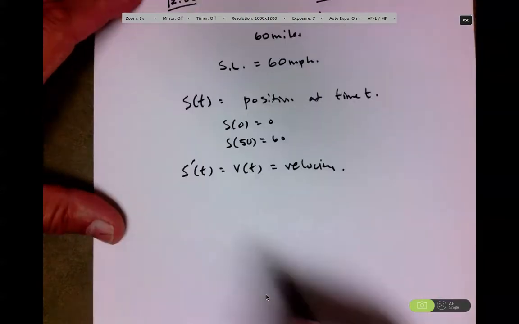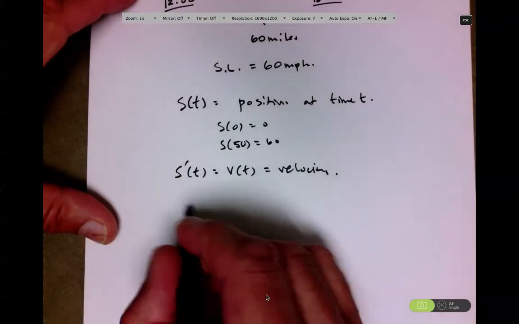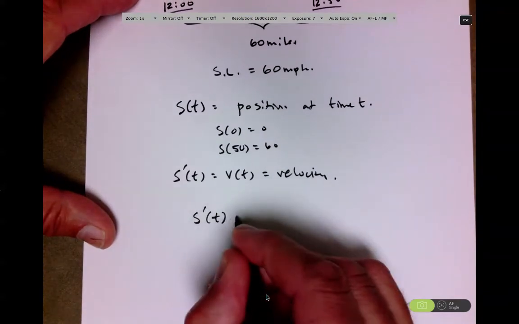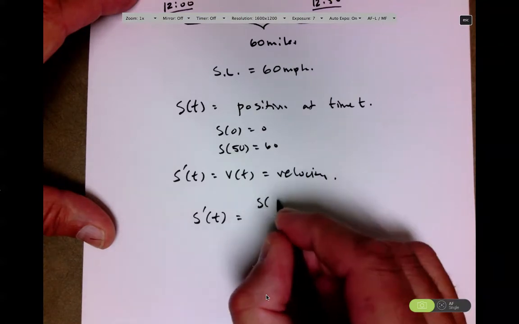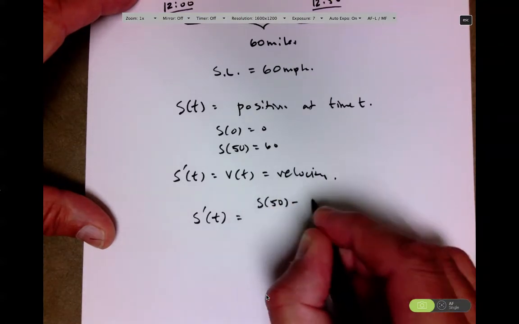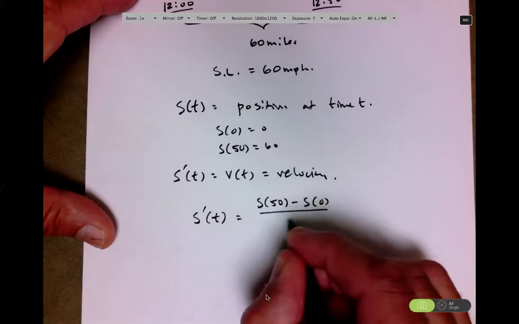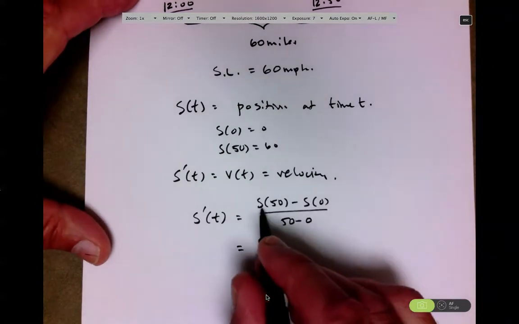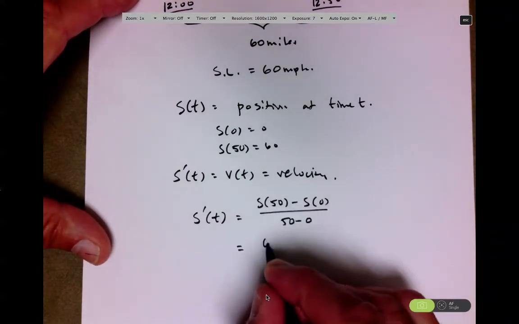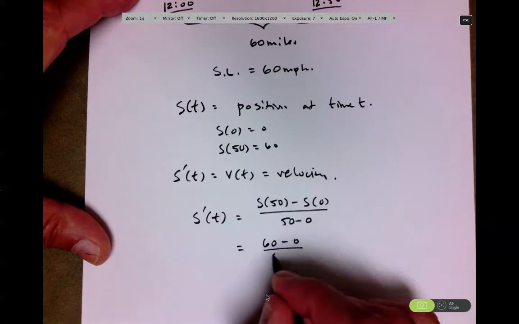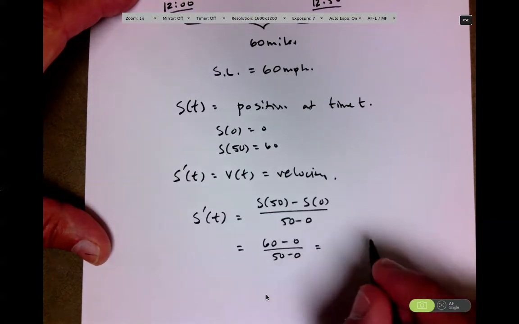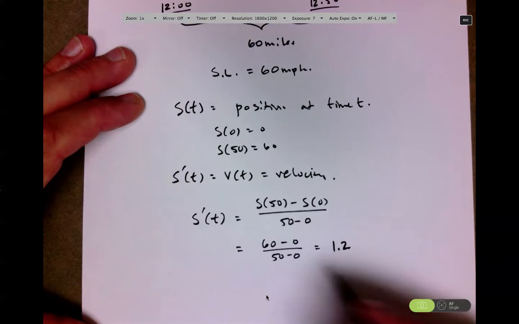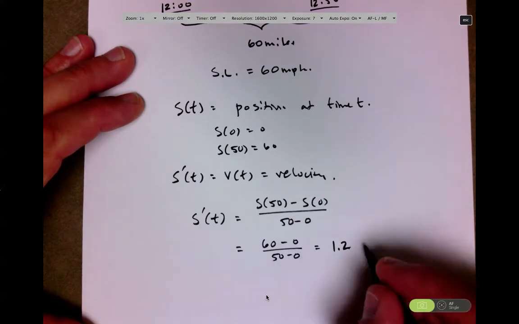All right, so the mean value theorem then says that there's going to be some place in between 0 and 50 where S prime of t is equal to S evaluated at 50 minus S evaluated at 0, divided by 50 minus 0. So this side of the equation is going to give me 60 minus 0 divided by 50 minus 0. That's going to give me 1 1/5. That's 1.2. Now this 1.2 is what? Miles per minute.